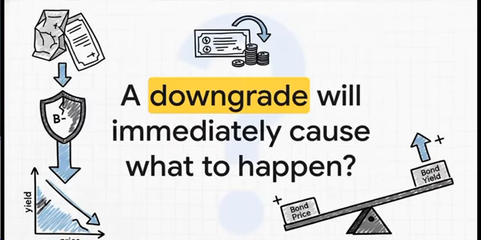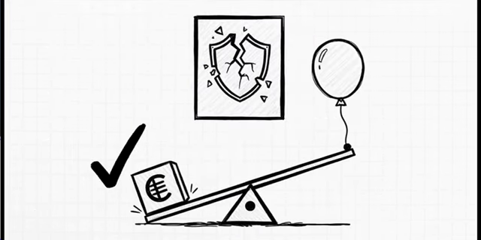Question 3. A credit rating downgrade will A, increase bond price, B, decrease bond yield, or C, decrease bond price. Focus on that inverse relationship between yield and price. The answer is C, decrease bond price. When a bond gets downgraded, the market perceives it as riskier. Therefore, investors require a higher yield to hold it. And as yields go up, bond prices must instantly drop. This hits your portfolio long before any default actually happens.